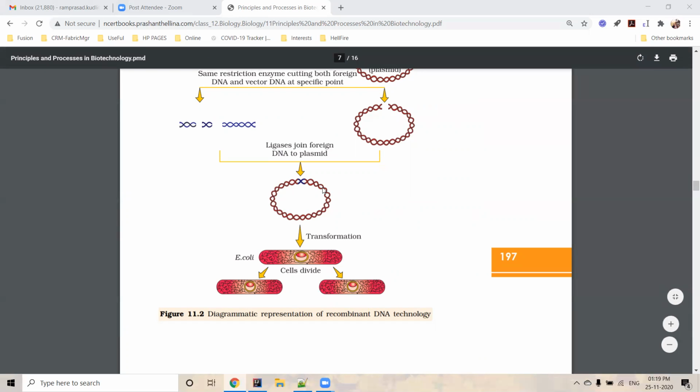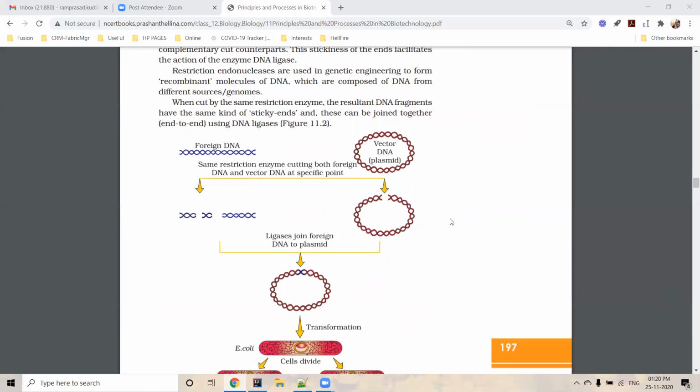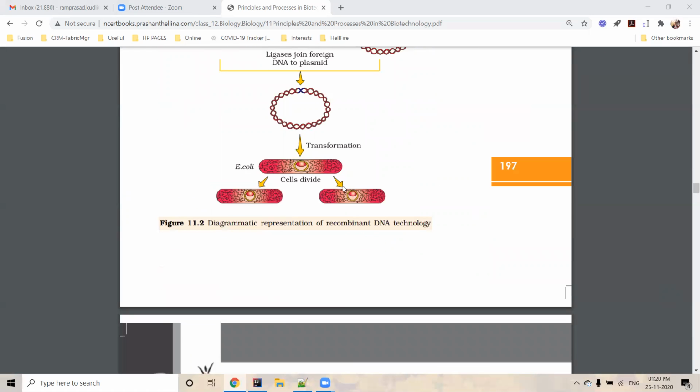Once this recombinant DNA is ready, it can be easily transformed into bacterial cells. For transformation, I'll explain other techniques. So easily recombinant DNA can be inserted into a bacterial cell. And we know bacteria multiply fast. Bacteria undergo binary fission: one cell into two, two into four, four into eight, like this. So this is about recombinant DNA technology.